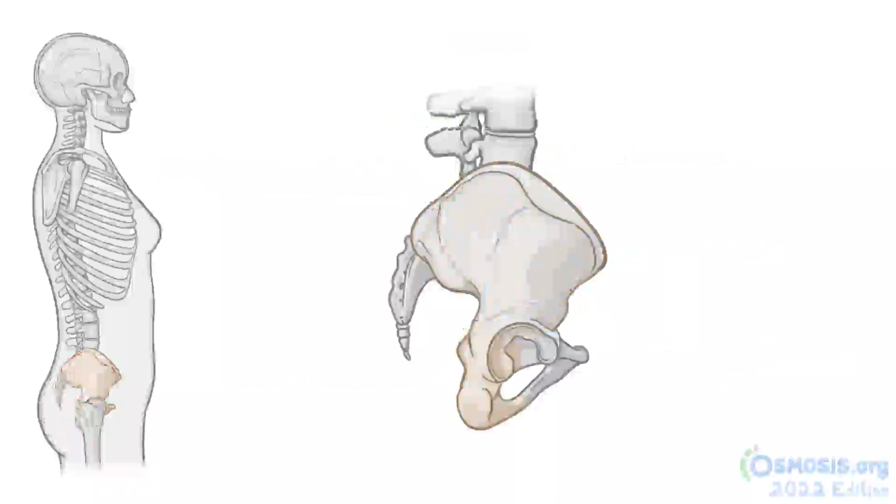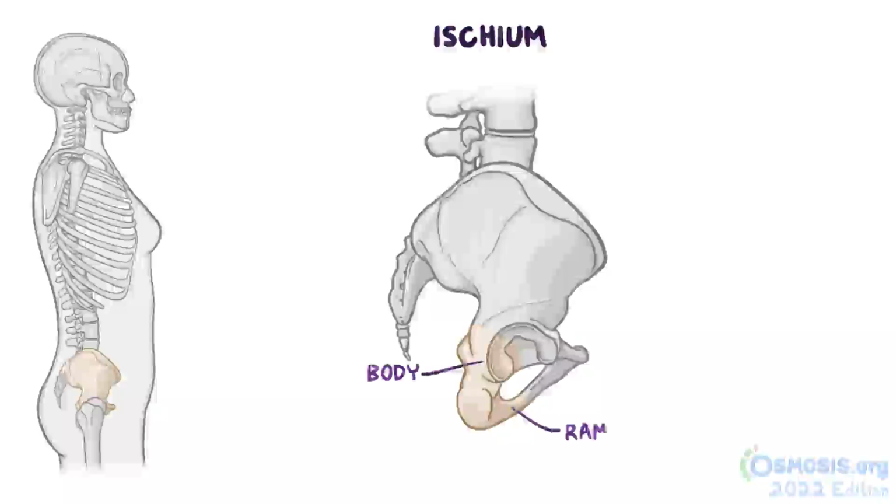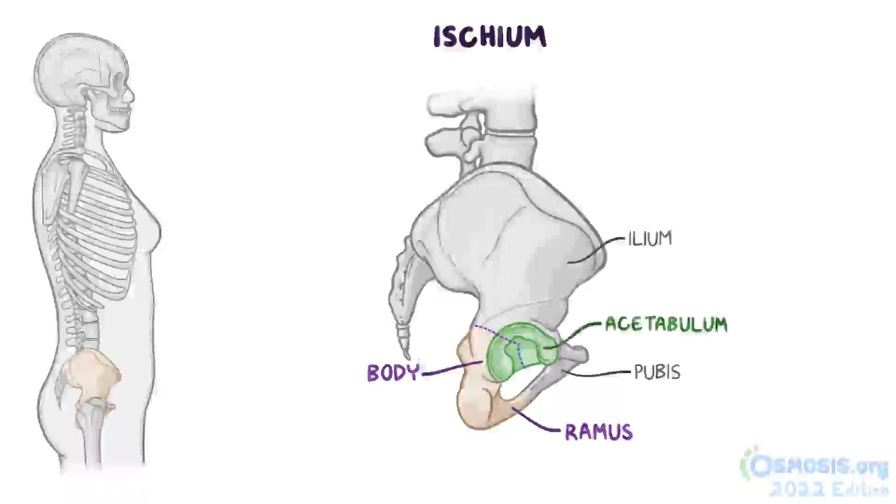Moving on to the next part of the hip bone, the ischium. The ischium has two main parts, a body and a ramus. The body is the superior expanded part of the ischium that connects to the ilium superiorly and to the pubis anteriorly, and helps to form the acetabulum. The ramus is the lower, narrow part of the ischium that connects anteriorly to the lower part of the pubis, and helps form part of the obturator foramen.